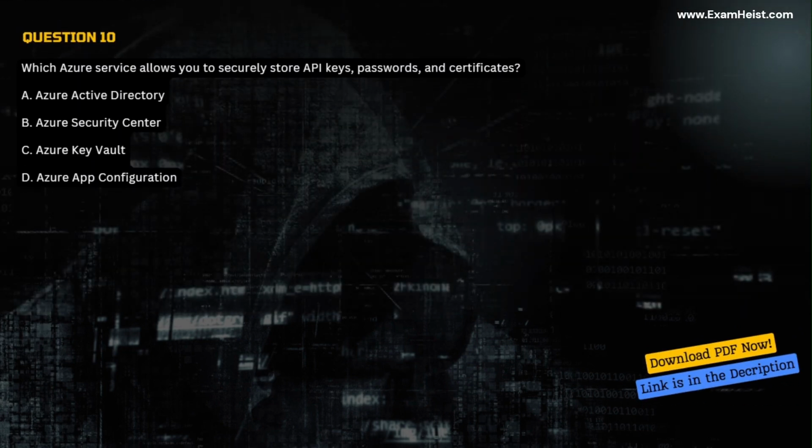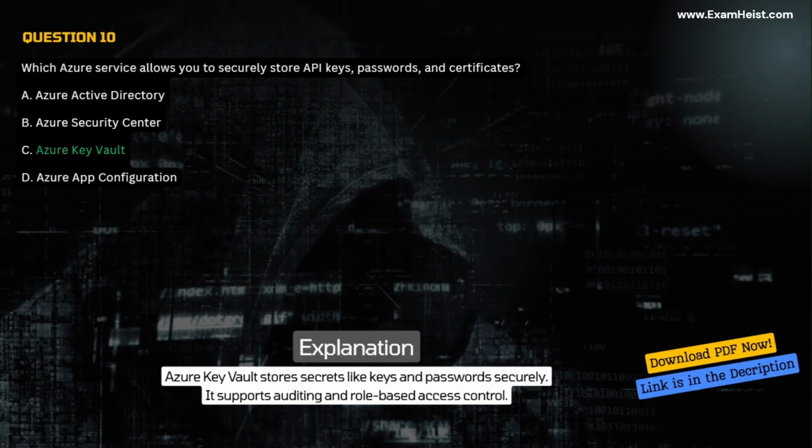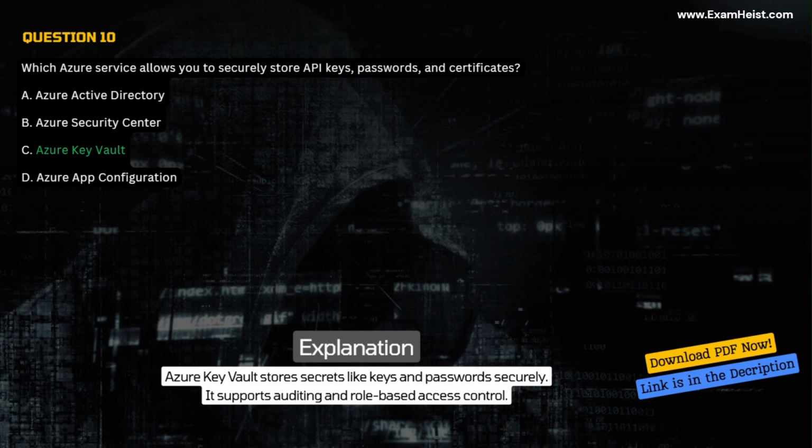Question 10. Which Azure service allows you to securely store API keys, passwords, and certificates? A. Azure Active Directory. B. Azure Security Center. C. Azure Key Vault. D. Azure App Configuration. Correct answer C. Azure Key Vault. Explanation. Azure Key Vault stores secrets like keys and passwords securely. It supports auditing and role-based access control.